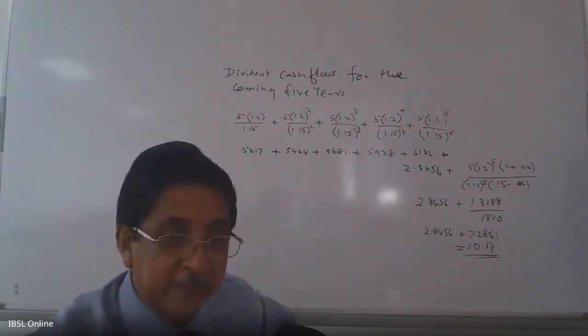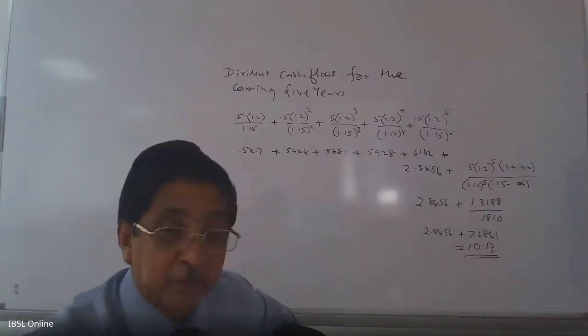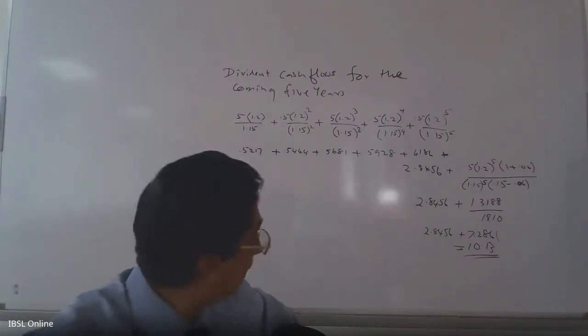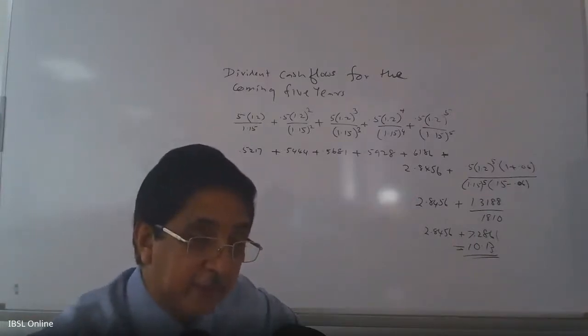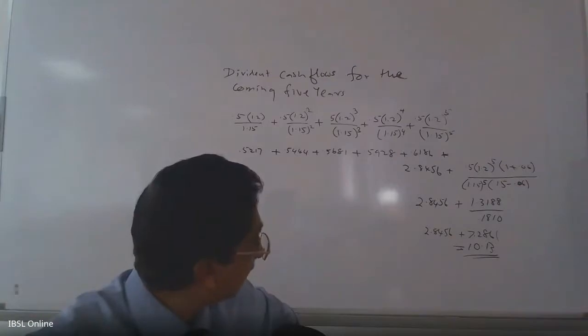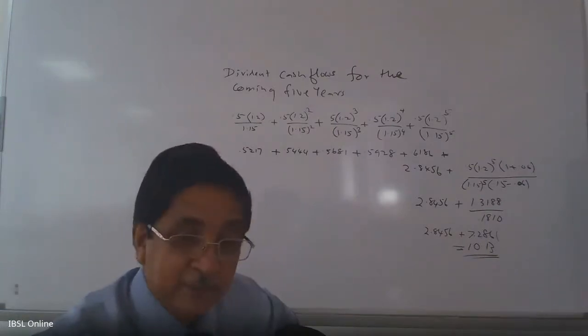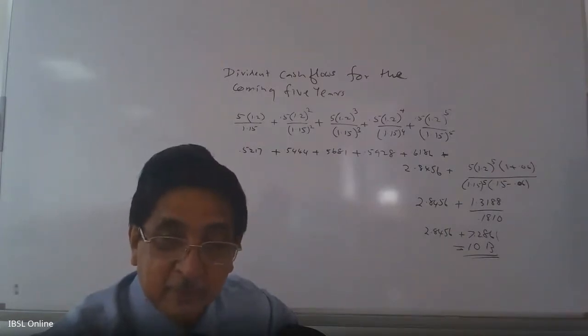If you do the workings, you will get this. The 5 dividend cash flows in the coming 5 years come to 2.8456, and the price at which the stock is sold at the end of the 5th year, in present value terms, comes to 7.82861. The total of that gives you 10.13. That is the price of the stock.